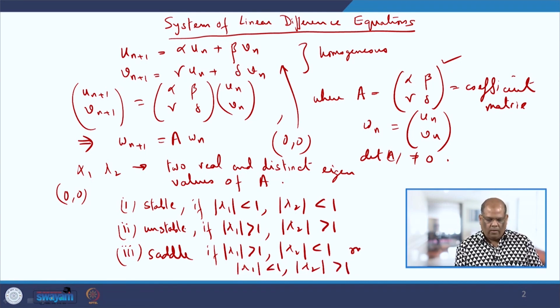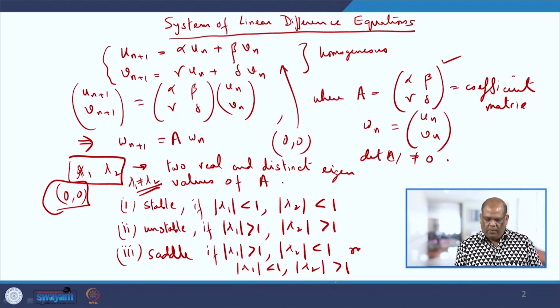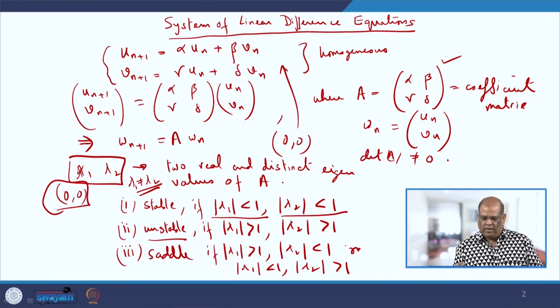So, I repeat the theorem: if lambda 1 and lambda 2 are two real and distinct eigenvalues, by distinct I mean that lambda 1 is not equal to lambda 2, then 0 0, the only equilibrium point of this homogeneous system, will be stable if mod lambda 1 is less than 1 and mod lambda 2 is less than 1. It is unstable if mod lambda 1 is greater than 1 and mod lambda 2 is greater than 1, and it is a saddle if the modulus of one of them is greater than 1 and the other one is less than 1. Say we consider this as case 1.